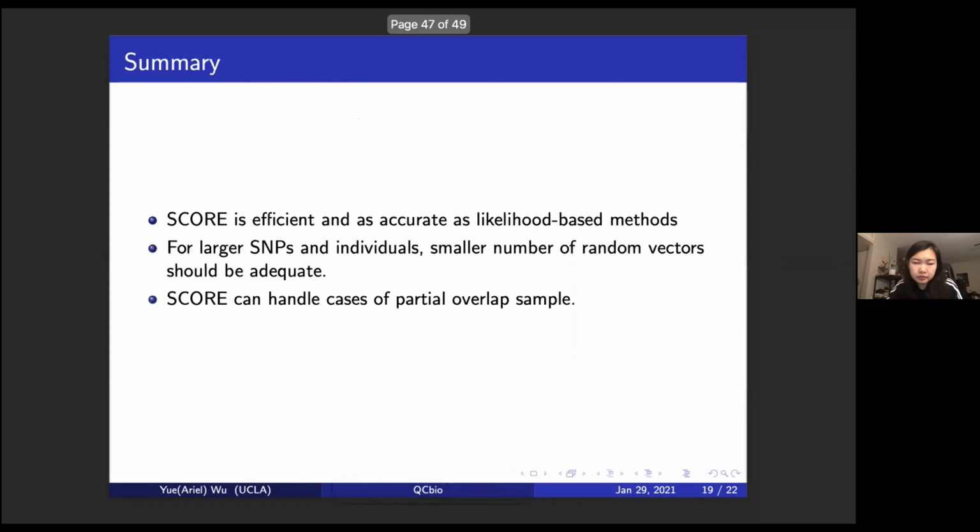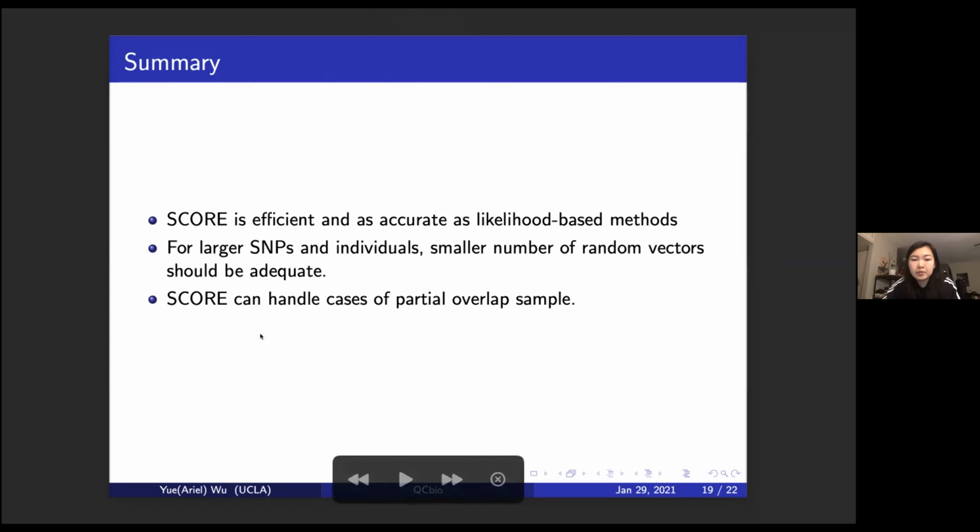So in summary, our method is efficient and it's also as accurate as likelihood methods. And then, for larger numbers of SNPs and individuals, usually a small number of random vectors should be adequate because the runtime of our method depends on the number of random vectors. So we did test the number of random vectors being 10 and 100, and we see that using only 10 random vectors is pretty adequate. So in the real analysis we saw earlier, it's actually using 10 random vectors.